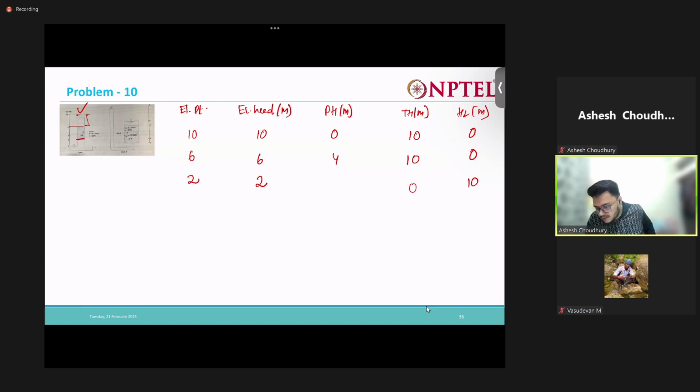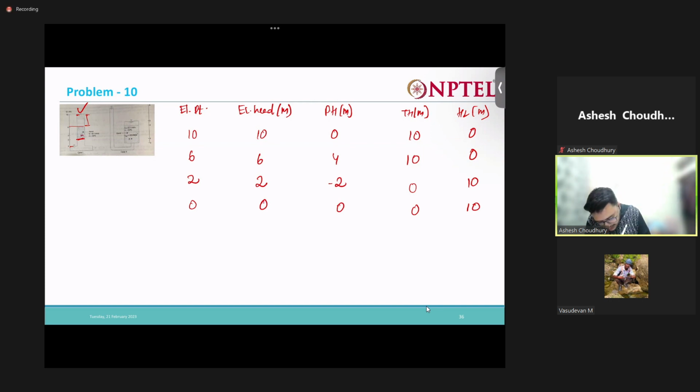So the total head is 0. So what should be my pressure head? Obviously it should be -2, then only my total head will be 0. Now for the 0 point, what is the elevation head? It is 0. What is the total head? 0. Then pressure head will also be 0. The head loss will be 10.